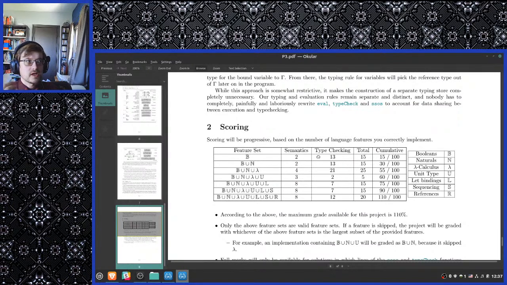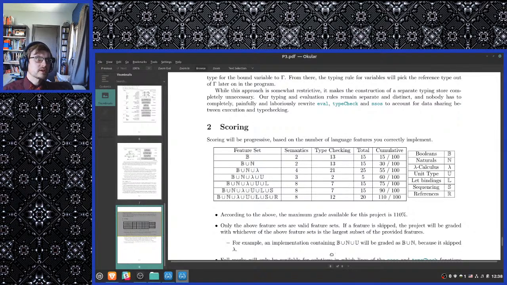Essentially, you're going to be scored on the feature set that you can get working, right? Now, the feature sets have to be cumulative, so you're not allowed to skip any feature as you're going through the project and implementing features. This is suggesting a software design process to you. If you want to maximize the number of marks in your project over time, start with the Booleans, then do the naturals, then lambda calculus, then the unit type, then let bindings, sequencing, and then references as the final step.